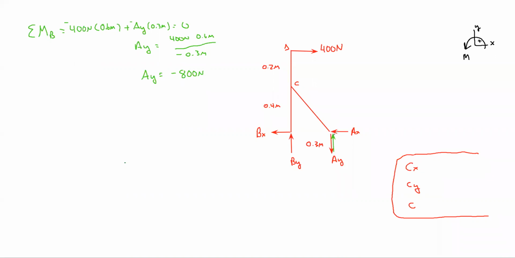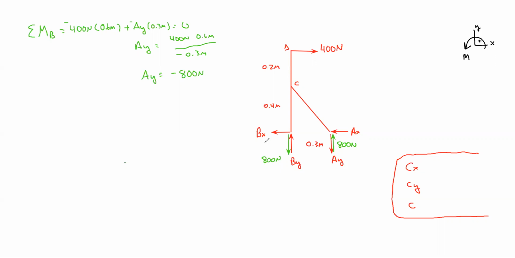So AY should be 800 newtons going up. That means that BY is also wrong. BY needs to be down in order to counteract that. And by inspection or by the equilibrium equations, BY is also 800 newtons going down. We cannot solve for AX or BX.